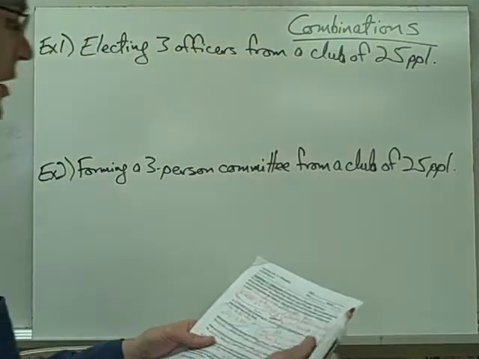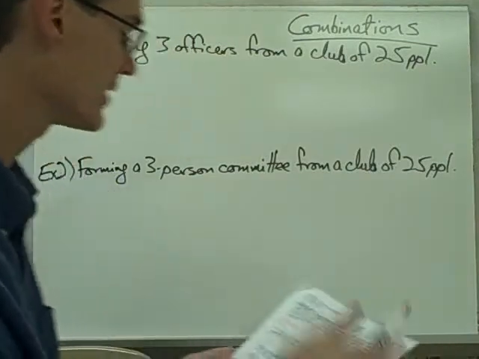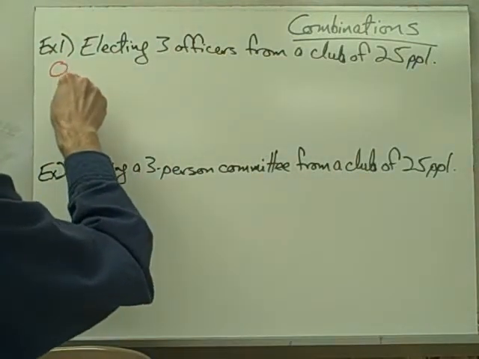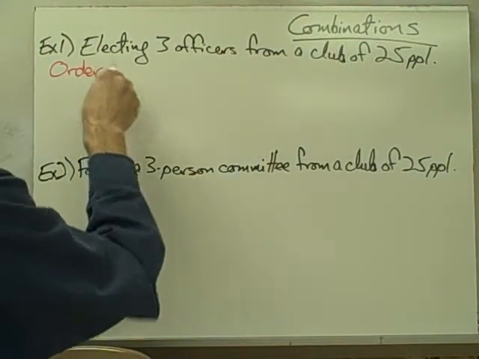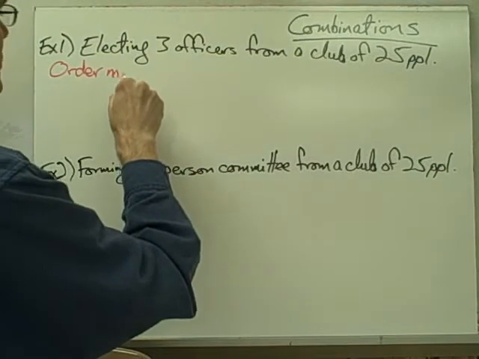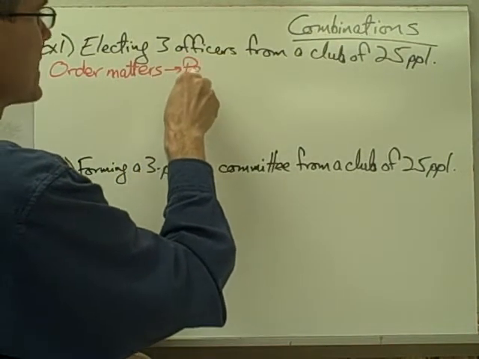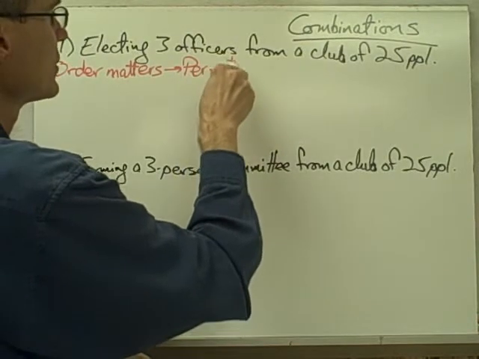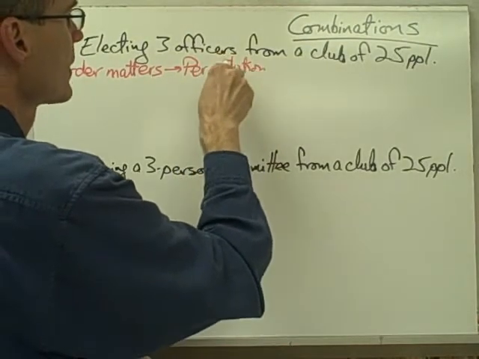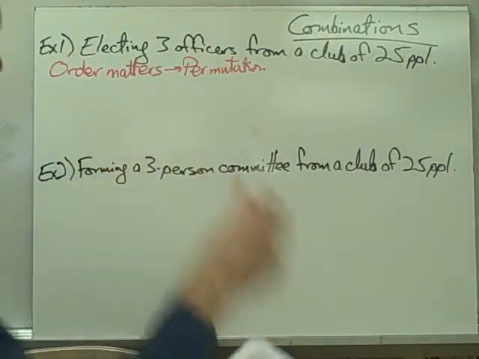So the first thing I notice about this problem is that it's very similar to some that we've looked at already. In other words, the order in which we elect these officers matters. And since the order matters, I know that this is a permutation. Well, I know how to count permutations. I know how to do a permutations problem.